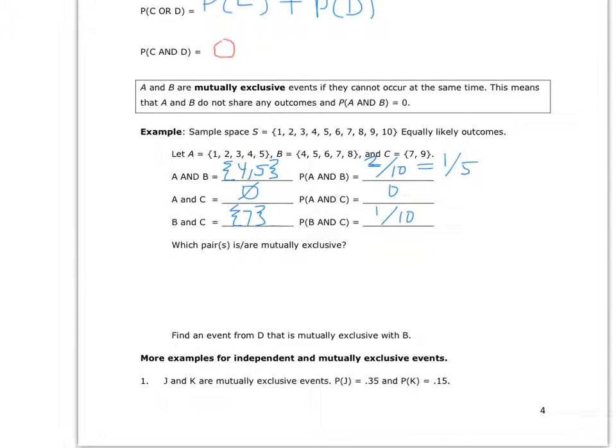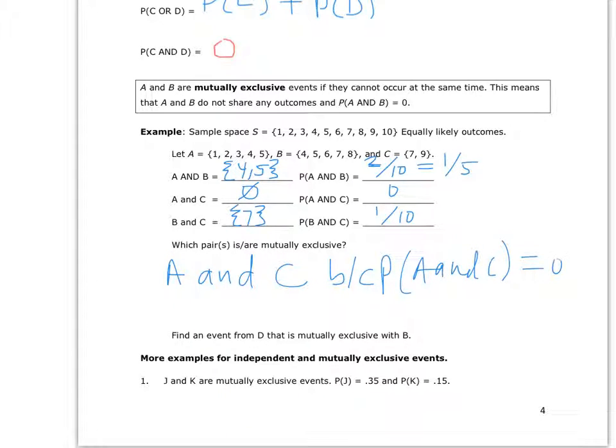So the question is, which pair or pairs are mutually exclusive? Hopefully we're seeing that A and C are mutually exclusive, and that is because the probability of A and C equals 0, and they do not share outcomes.